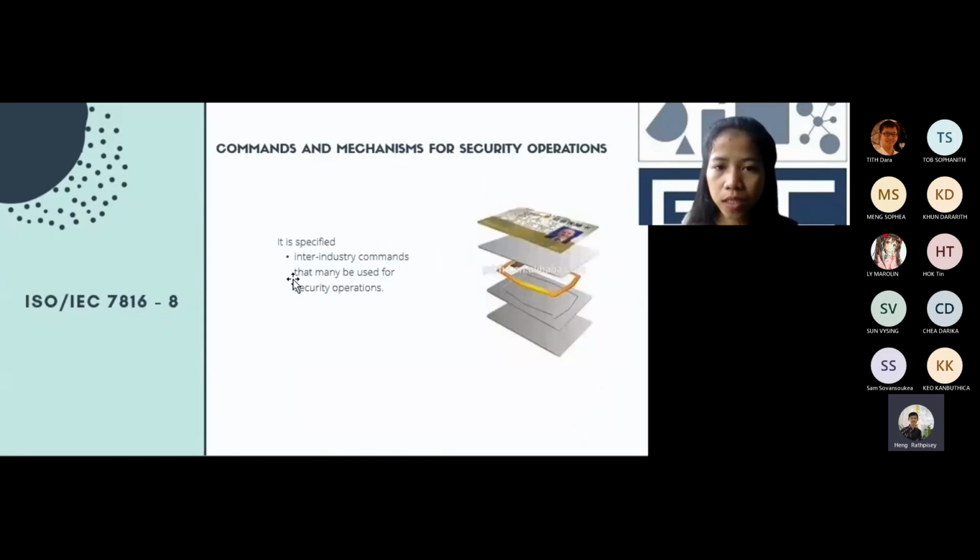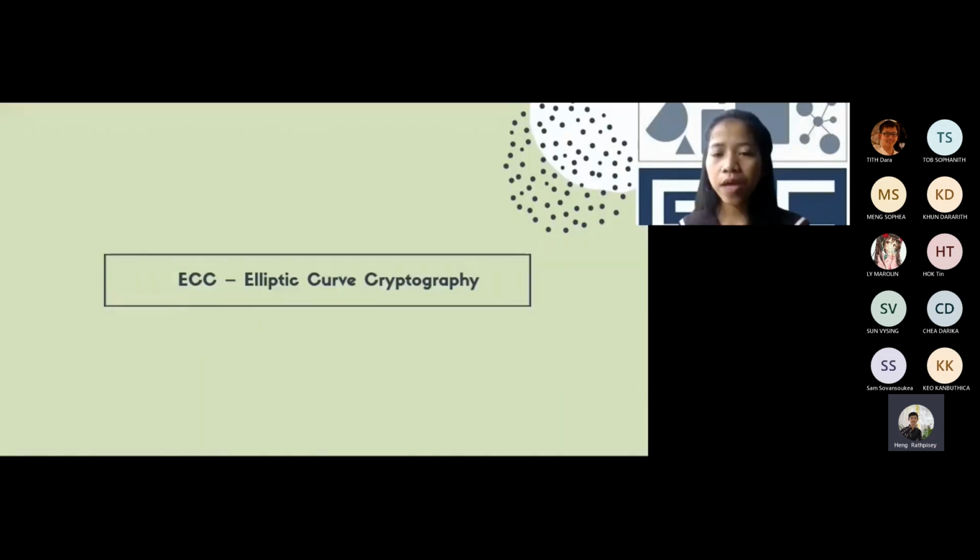Part 8 is about the commands and mechanisms for security operations. In this part, we focus on the inter-industry commands that are used for security operations. And part 9 is about the evaluation of the digital signature certificate, or the import and export of the asymmetric key.